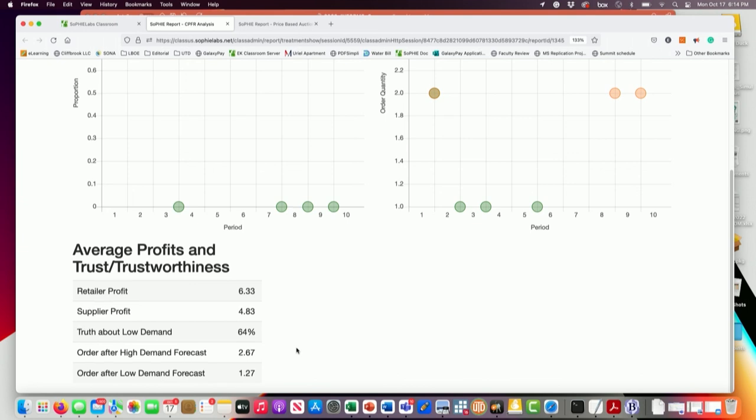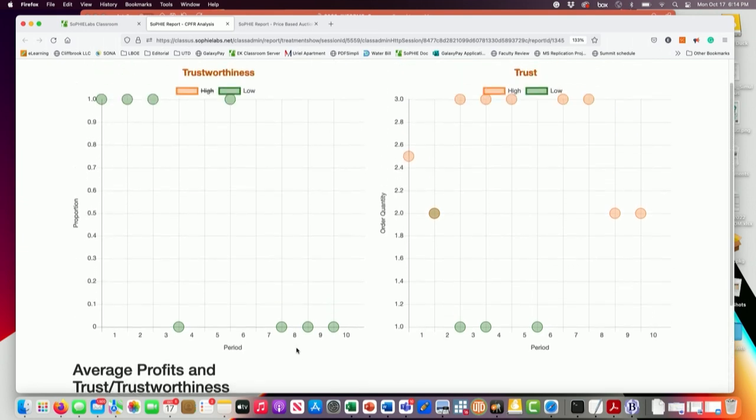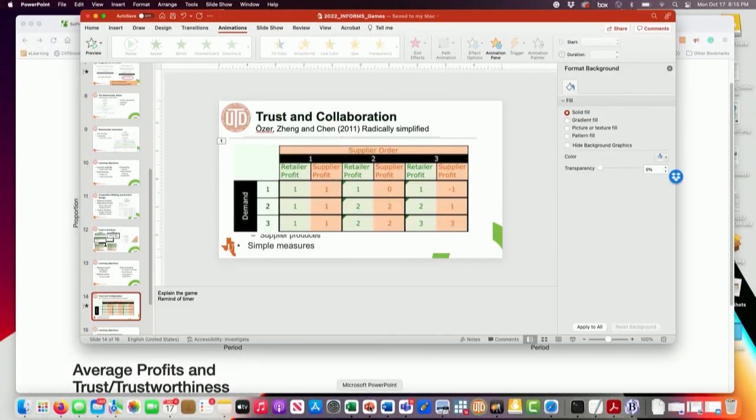One thing that happens in this game, which I think is kind of interesting, is that some people, when the demand is high, say that it's low. So they're not always truthful about high demand. And I've never gotten a satisfactory answer about why they're doing it. They basically are saying something like, well, I want to be credible, so I want to show them that I'm telling them the demand is low so that they trust me more in the future.